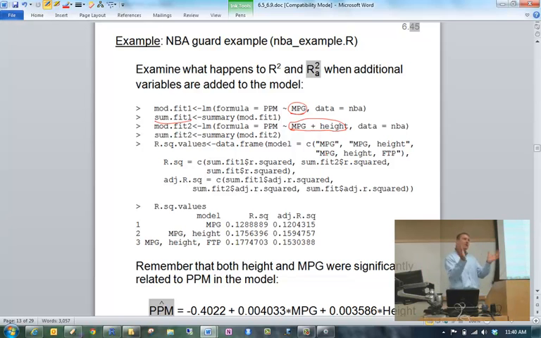To have a nice little table that summarizes everything, I'm simply going to create an object called r² values, put that in a data frame, and give nice labels to the models that I'm looking at. I'm going to pull out the r² and also the adjusted r² components of the sum.fit objects. I'll do names of sum.fit so you can see that indeed those exist. And here's a table of my results.